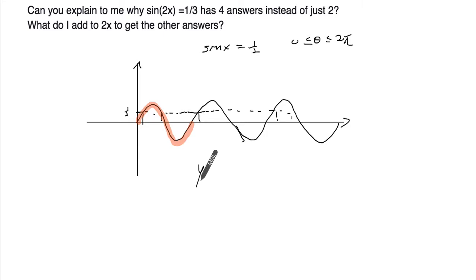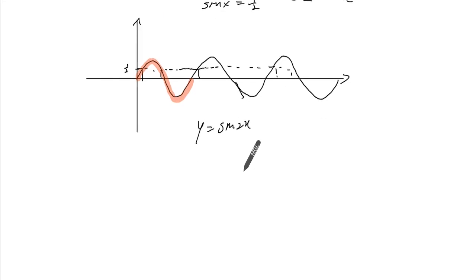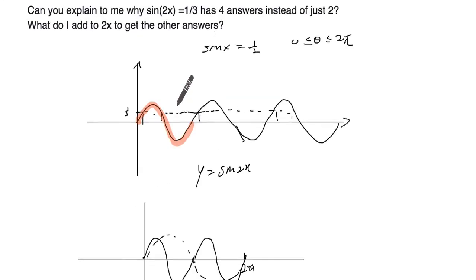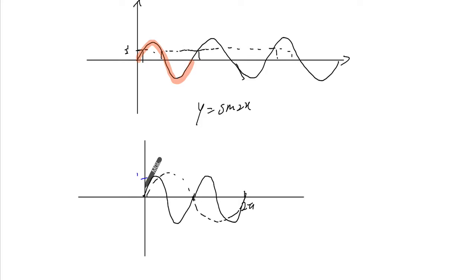Now what the 2x does to the normal sine curve is a horizontal compression. So normally for sine of x we can draw one period of the sine curve. For sine of 2x, we can actually draw 2 periods, 1, 2. From that you can see, so this question here is 1/3. Well, 1/3 will be about here. You can see there's going to be 1, 2, 3, and then 4 x values, 4 x values which will make the y value 1/3.